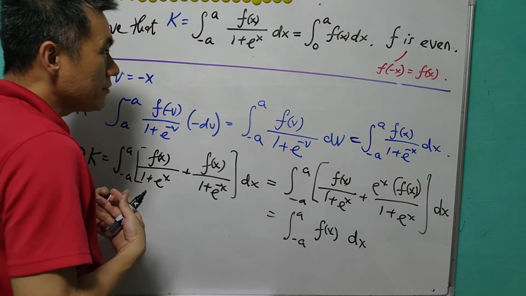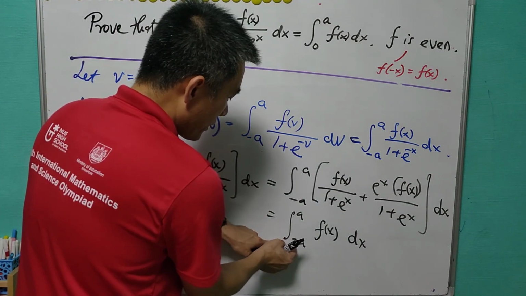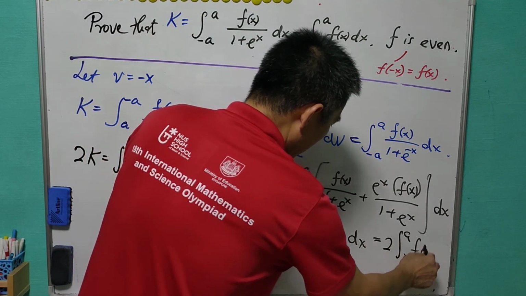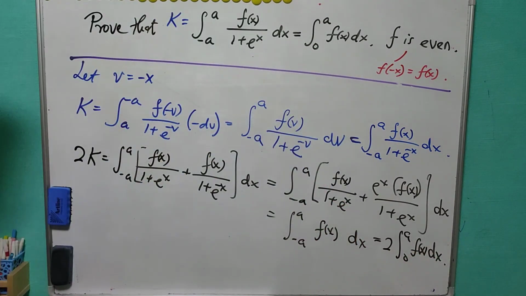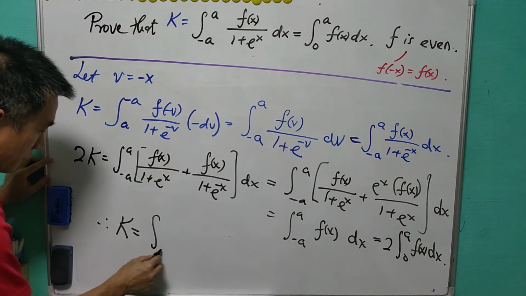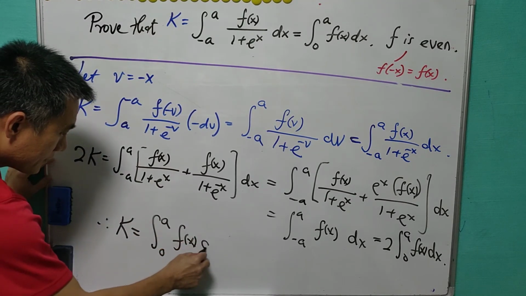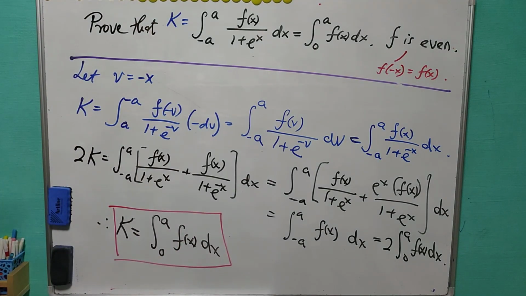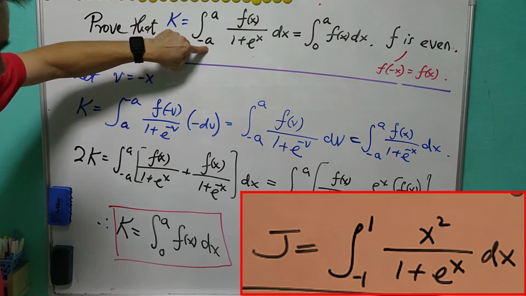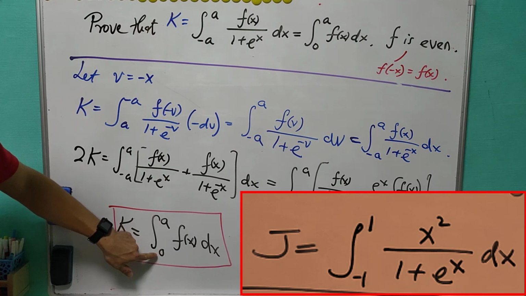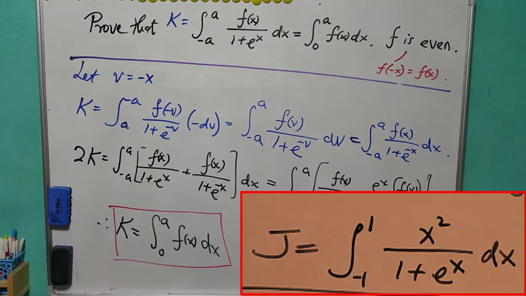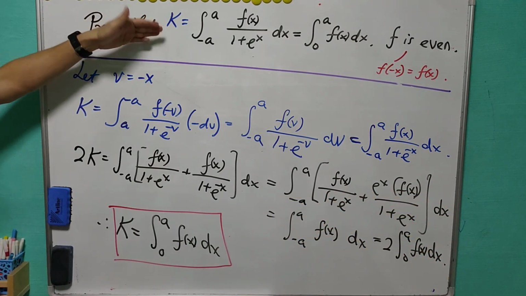Now, since f is an even function, the integration from negative a to a of f(x) dx is actually equal to double the integral from 0 to a of f(x) dx. So with this, we can see that K will actually equal the integral from 0 to a of f(x) dx. So for the previous question, f(x) equals x squared is an even function. a equals 1. J equals the integration from 0 to 1 of x squared dx, and therefore the answer equals 1 over 3 for the previous question. So with this, we have proved the general case.